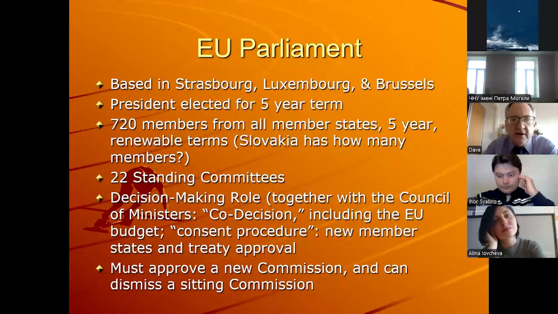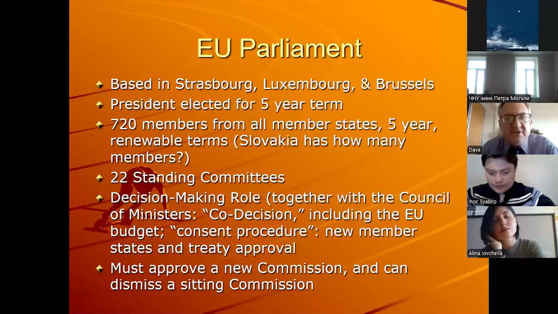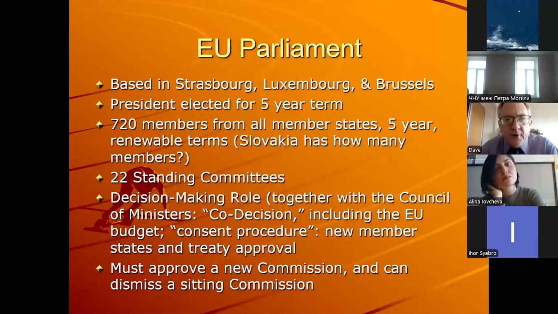Consent procedure. The Parliament has to give its consent to this budget process, to this legal process. So we call that consent procedure. New member states and treaty approval. Do you remember when we talked about the Commission opening the process with Ukraine to be a new member state? And then when it's finished, that book is closed, the Parliament must approve Ukraine, and then all 27 member states must approve Ukraine. And then finally, treaty approval.